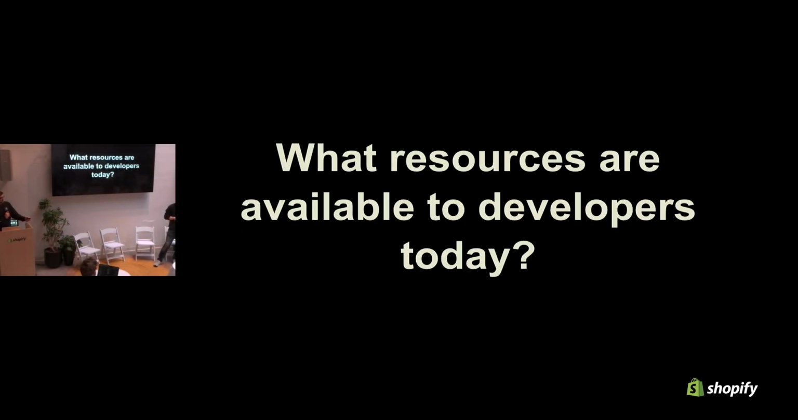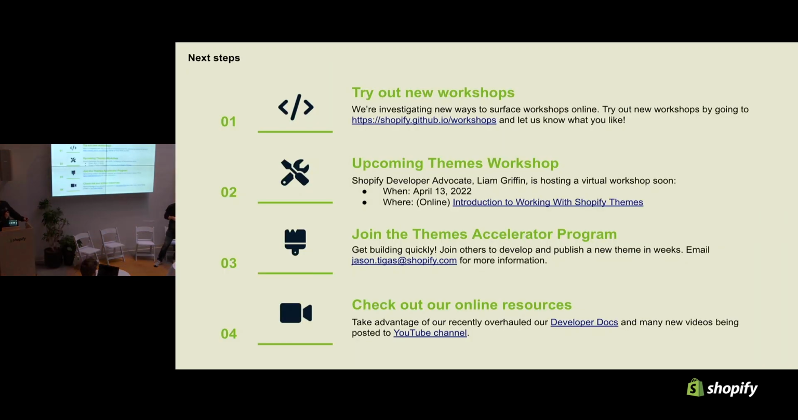All right. So what resources are available today for developers to get jump started with? So we've got new workshops, and they're based off something called Code Labs. We're going to run through one right after the presentation, and you can find them at shopify.github.io/workshops. And we've got an upcoming themes workshop with Liam Griffin, who's not here today, but he's hosting a virtual one. It's on April 13th. And if you're interested in joining the Themes Accelerator program, go talk to Jason in person right there. He can explain what the Themes Accelerator program is.